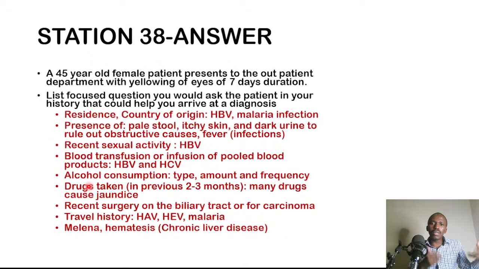If they take alcohol, the type, the amount, and the frequency, because this could be alcoholic liver disease. The drugs that they're taking: there are many drugs that can cause jaundice. Many drugs are hepatotoxic. The TB drugs, for example, are hepatotoxic. Then any recent surgery that they had on the biliary system, or any surgeries for carcinomas, any recent travel in cases of hepatitis A, hepatitis E, malaria, and even any features of melena or hematemesis, which are features of chronic liver disease where they are bleeding from their GIT.